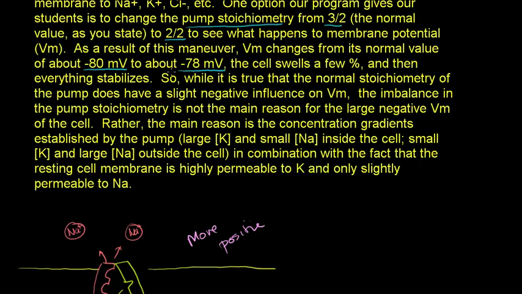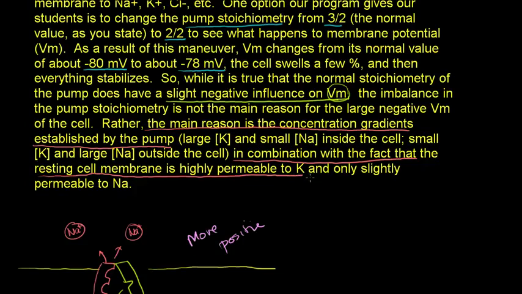So then he goes on to write, while it is true that the normal stoichiometry of the pump does have a slight negative influence on the membrane potential, that's just the voltage across the membrane, the imbalance in the pump stoichiometry is not the main reason for the large negative membrane potential of the cell. Rather, and let me underline this, the main reason is the concentration gradients established by the pump, in combination with the fact that the resting cell membrane is highly permeable to potassium and only slightly permeable to sodium.